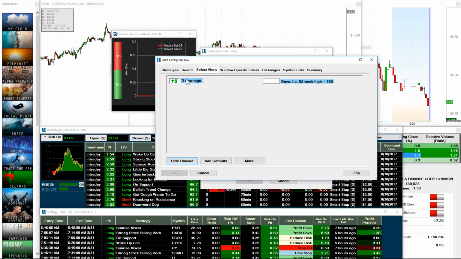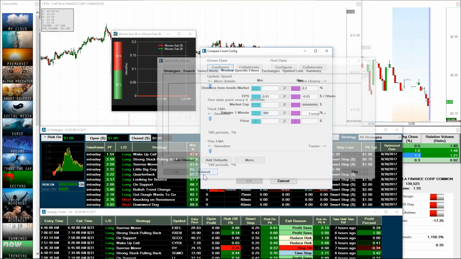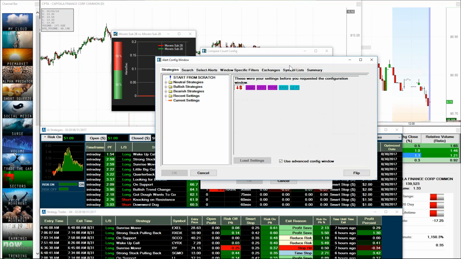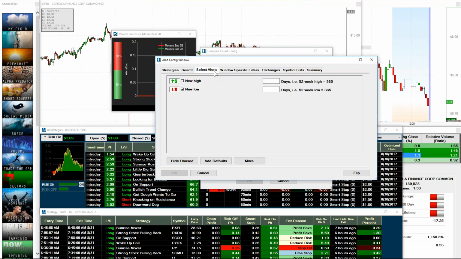simple, stocks hitting a new high. Can't be capitalized over 2 billion. And this is the little guy that really does the majority of the work in this case. Volume on the 1 minute period has to be a minimum of 3 times or higher. Same exact thing is installed for the downside, except we're looking at new lows.